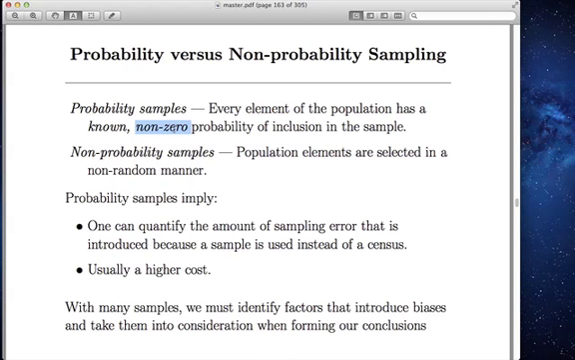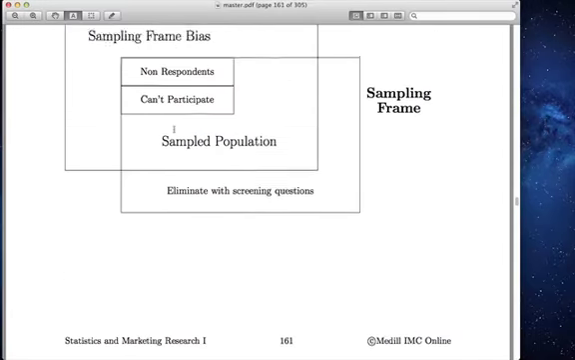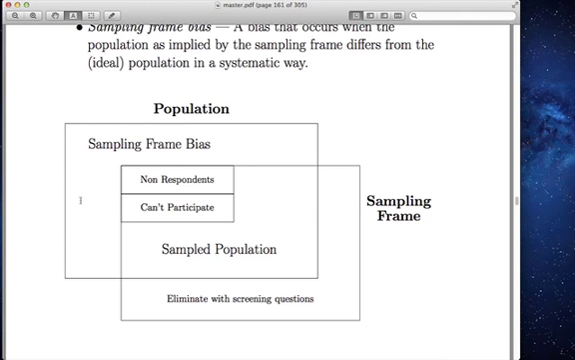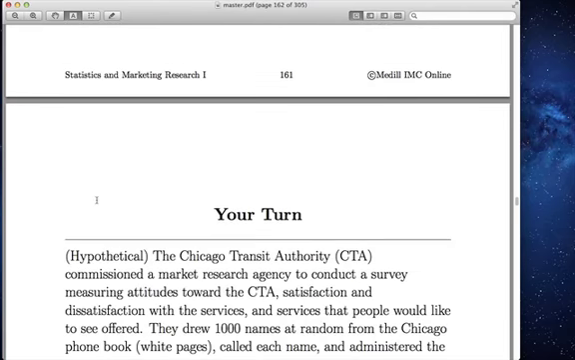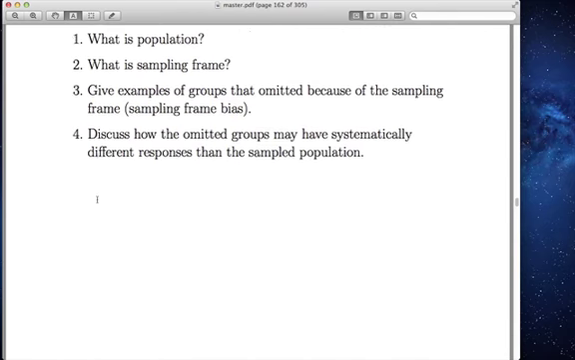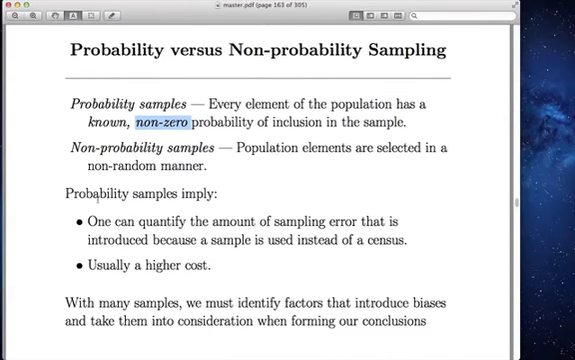A zero probability means that a person can't be included. So if I've omitted people from my sampling frame out here, every person in this region has zero chance of being included in a sample. If you're not on my sampling frame, there's no way you're going to enter my sample. Likewise, if I did something like a mall intercept, all people who don't go to that mall have zero probability of being included in my sample, and therefore it's no longer a probability sample.